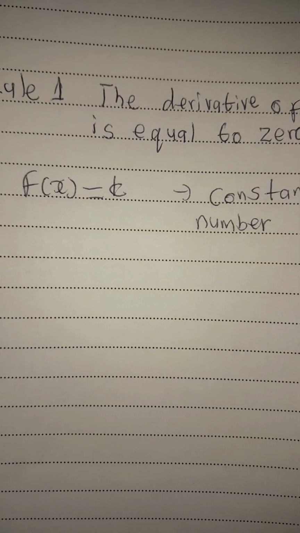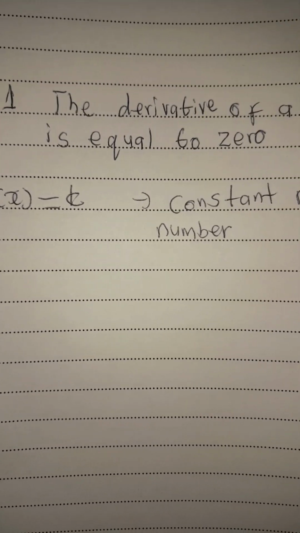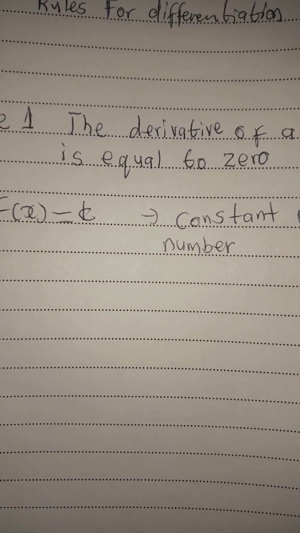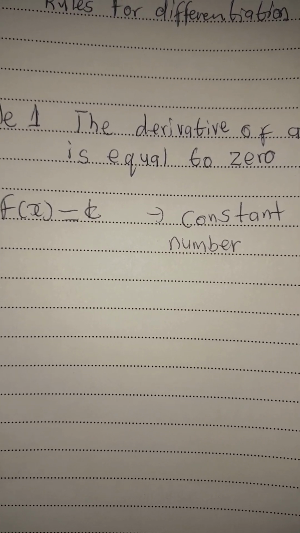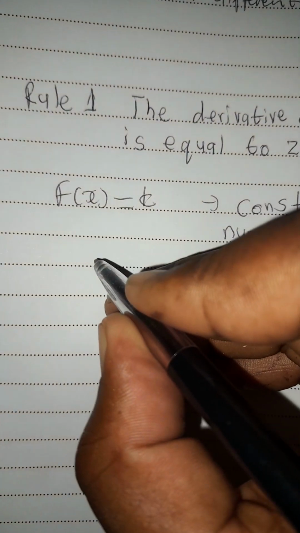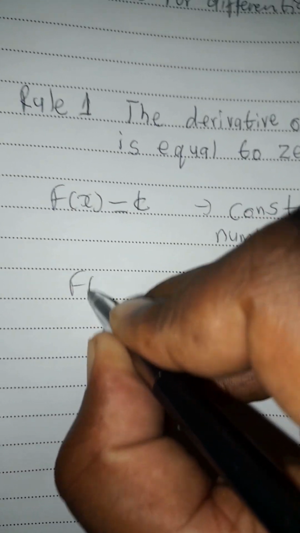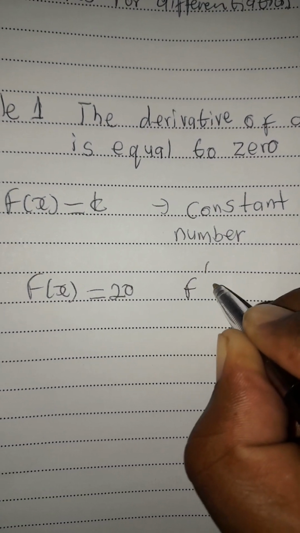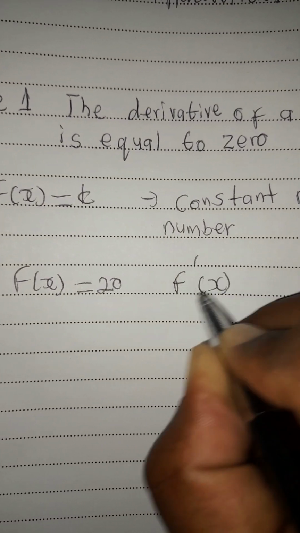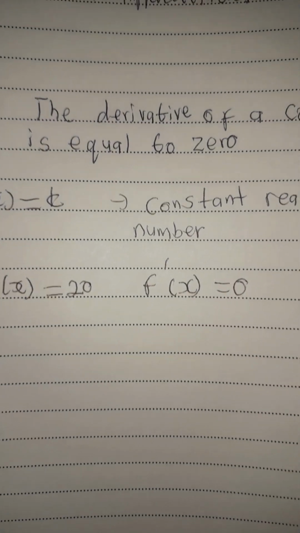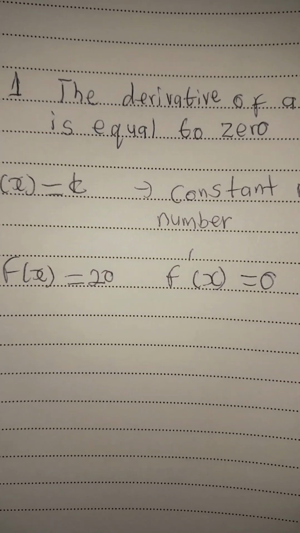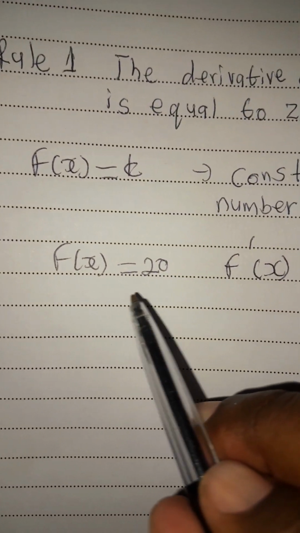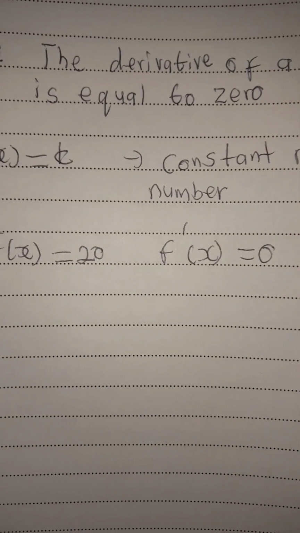It doesn't matter how you name them, but what is important is to know the types of rules that are applicable for differentiating using the rules of differentiation. Okay, so let's consider we have f(x) = 20. What will be the derivative? Mind your notation. The derivative f'(x) will be equal to 0. The derivative of a constant is equal to 0. Don't forget that. If I have f(x) = 20, that will be 0.